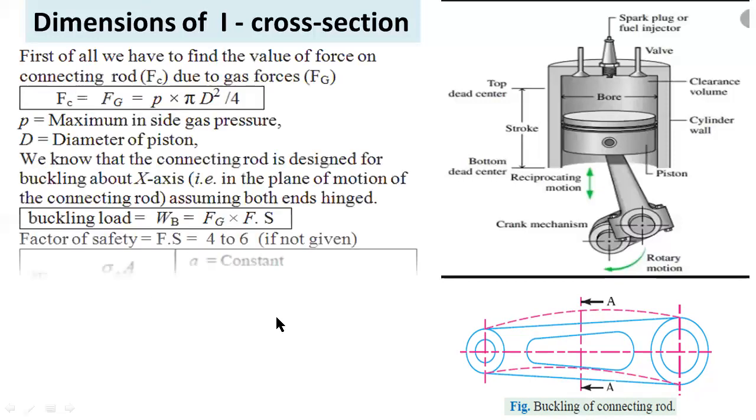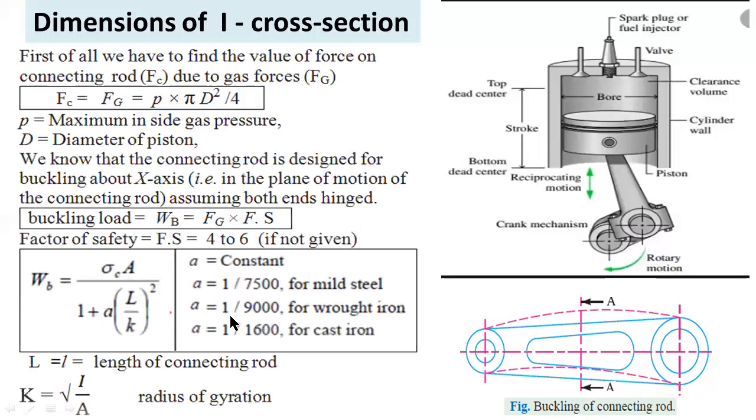So by using these formulas you have to find out the value of flange thickness. Small t is the flange thickness. Here first of all you have to find out the value of force acting on the connecting rod. The force acting on the connecting rod is equal to Fs. I consider that value equal to the force acting on the piston due to internal combustion gases.